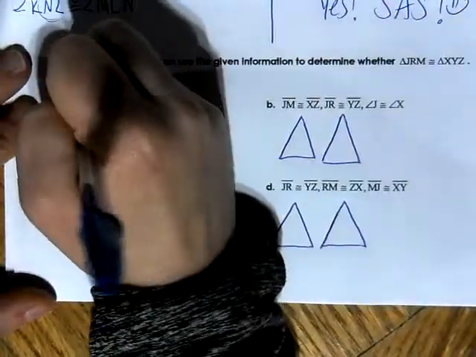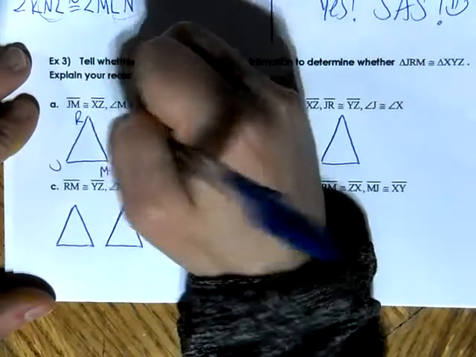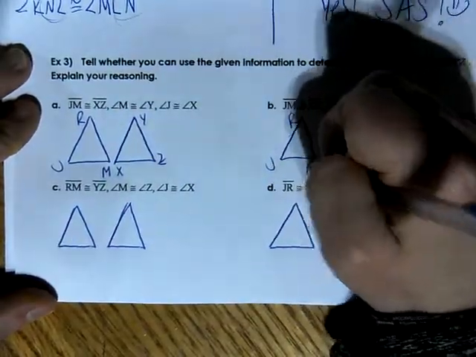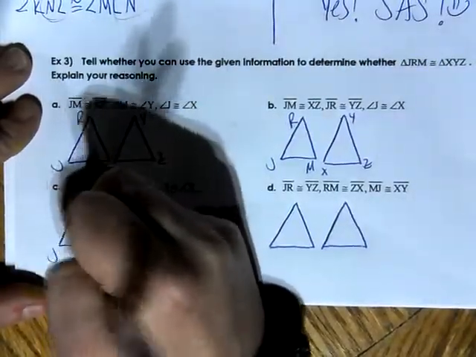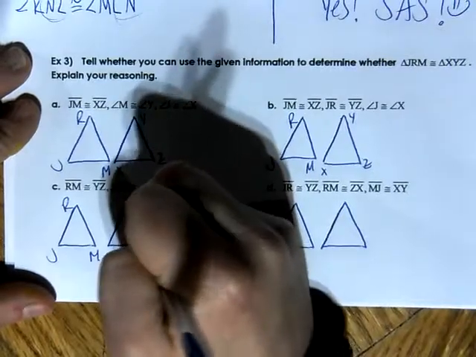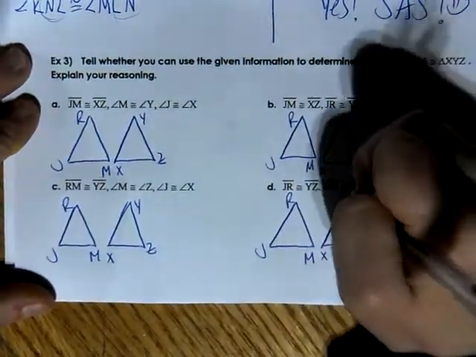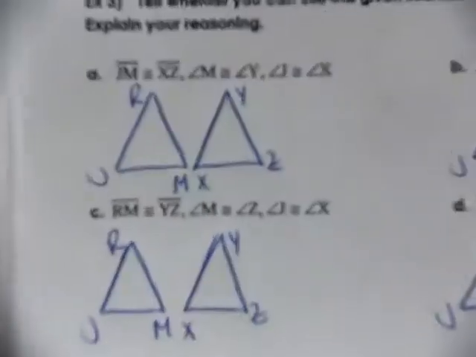We're talking about JRM. So here's going to be JRM and XYZ. So JRM, XYZ. JRM, XYZ. And finally, JRM, XYZ. All right, let's go ahead and look at letter A.